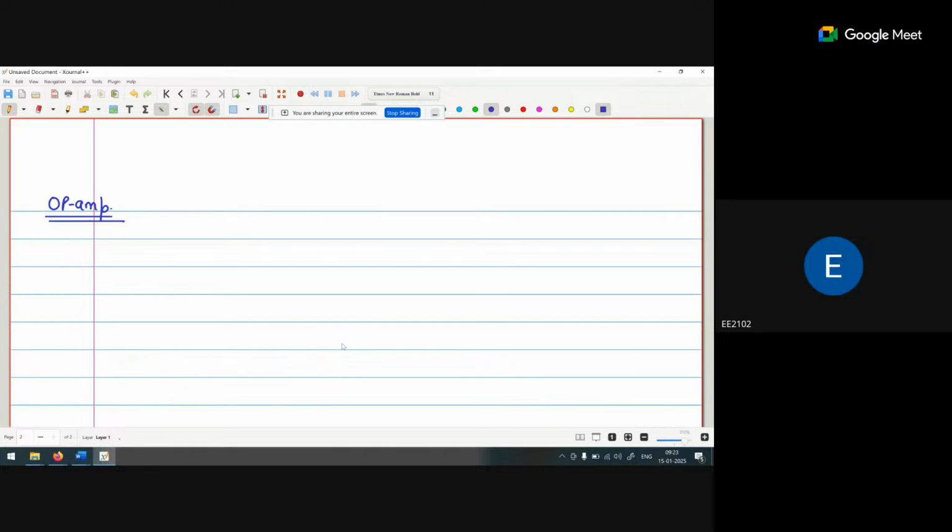So op-amp is basically called the operational amplifier. If you see, this is your operational amplifier circuit. Here one is the output pin, and two are the input pins. One pin is negative, one pin is positive. You have to apply the supply for the operation of this. So this is basically the operational amplifier.